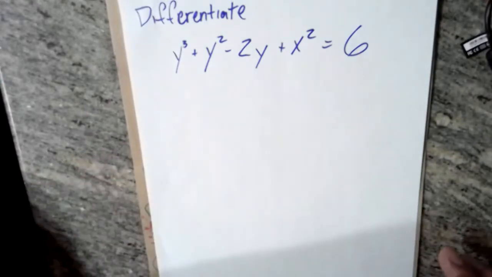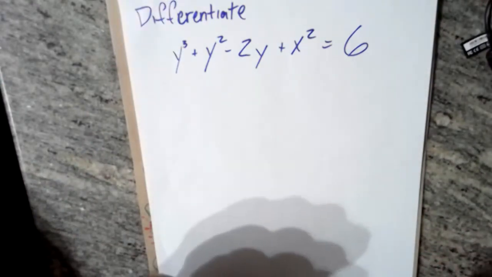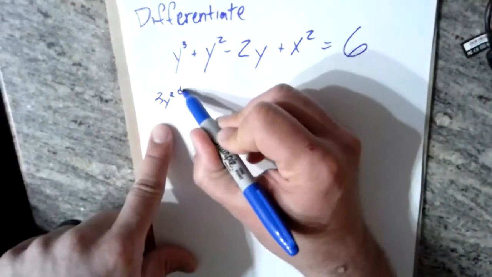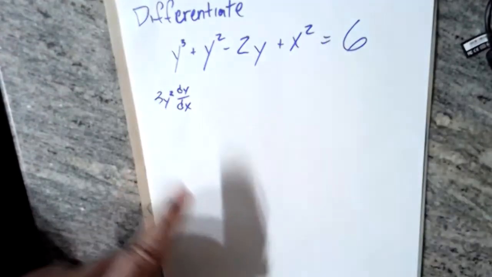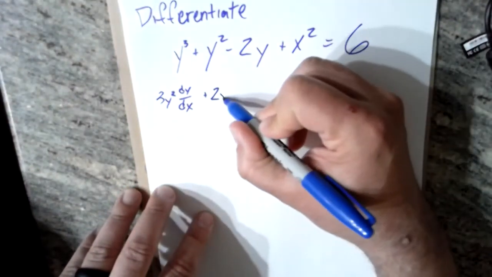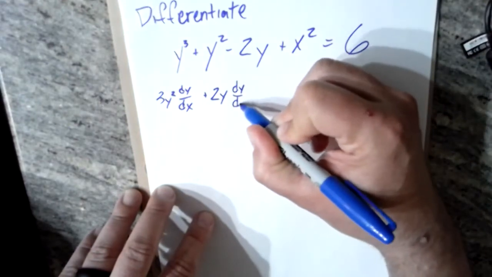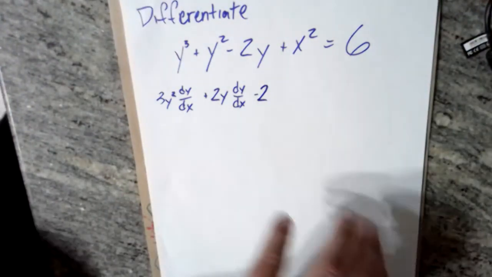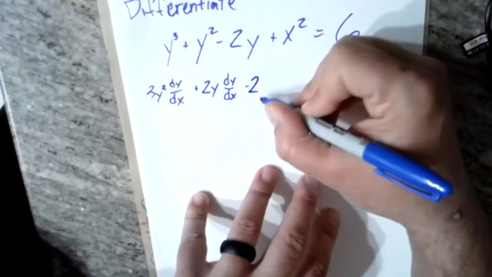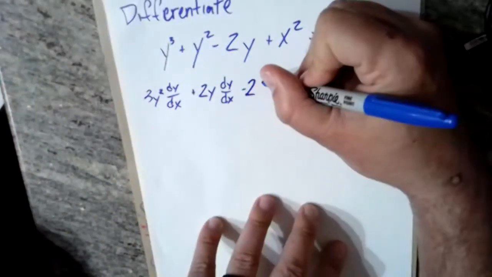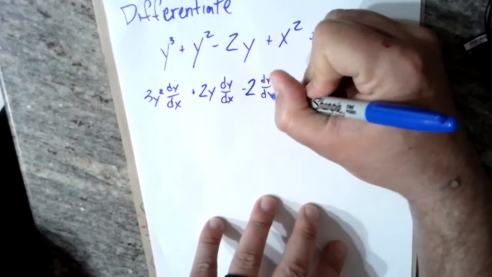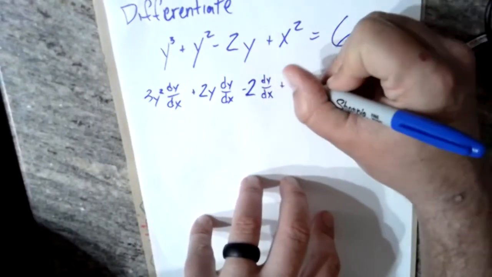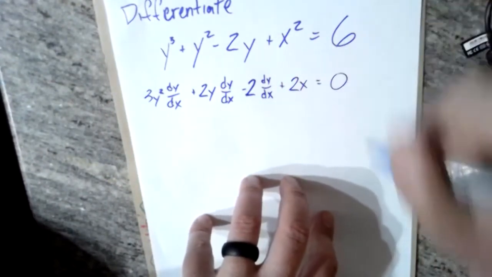Okay, well, first thing you do is just differentiate each thing with respect to x. So this is 3y squared times the derivative of the function, plus 2y times the derivative of the function, minus 2. This is the one that I tend to forget about or leave out. This is still times y to the 0. So y to the 0 is 1. It's gone. But you still need a factor of dy dx. You're still going to apply the power rule. Plus 2x equals 0. Okay?